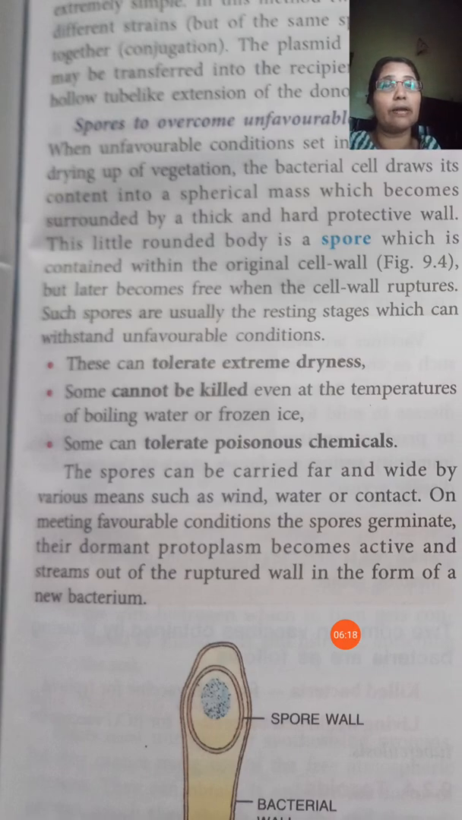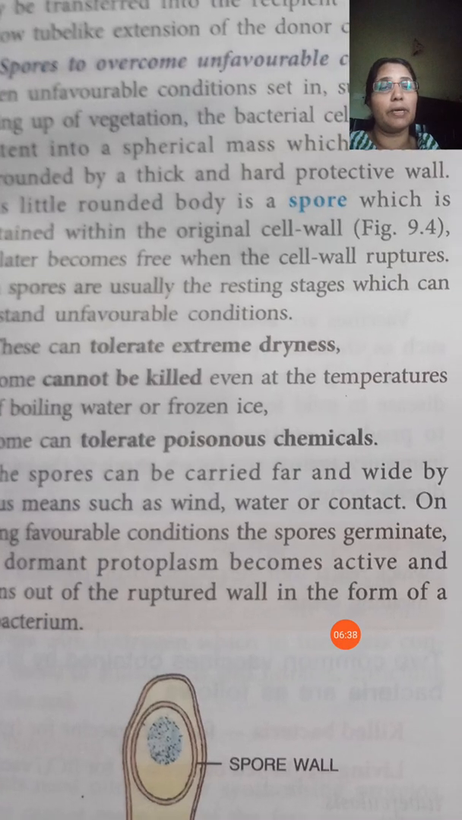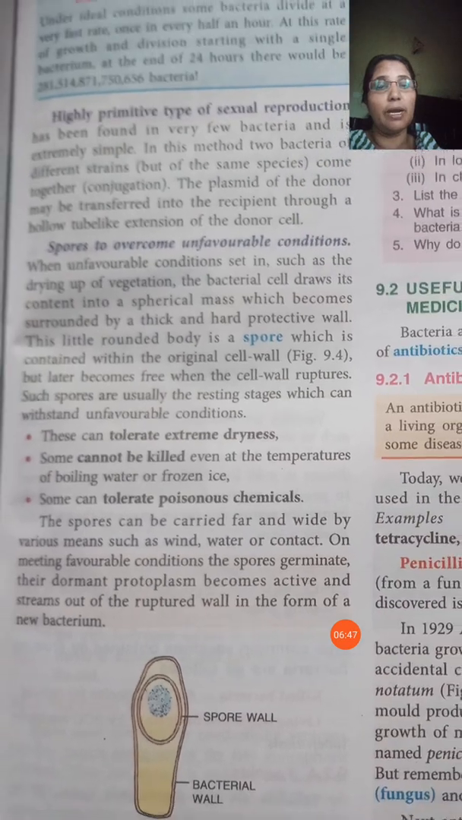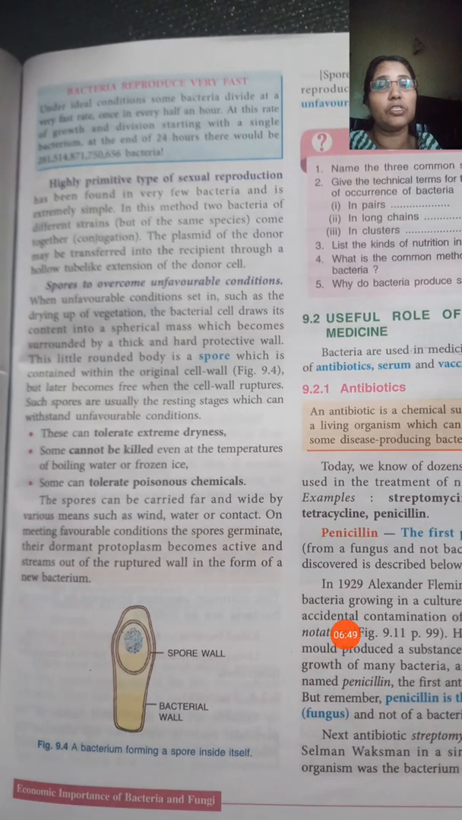That spore can remain. If it reaches our stomach, or when it reaches a favorable condition, it can again come out by breaking its spore wall and act like a bacterium. Some bacteria can tolerate poisonous chemicals, so in this spore condition it can survive. Many bacteria can survive even in unfavorable conditions. That may remain dormant.